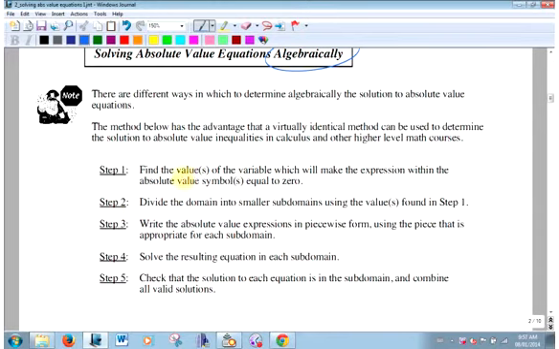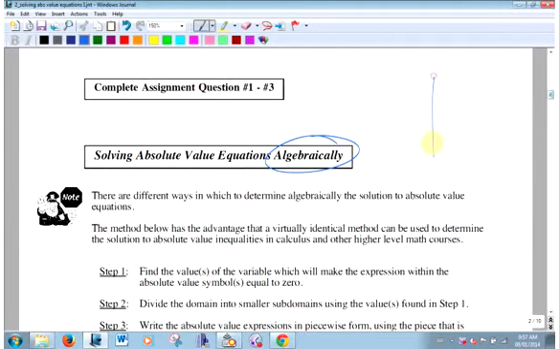Okay, step 1, find the value of the variable which makes the expression within the absolute value symbol equal to 0. You remember yesterday? No. We had this line, okay? X minus 3. 1, 2, 3. Okay, looks something like that. Okay, that's grade 10. Grade 11, absolute value.